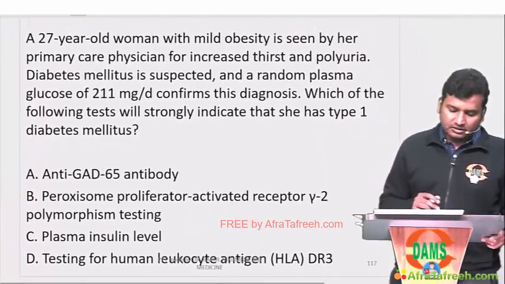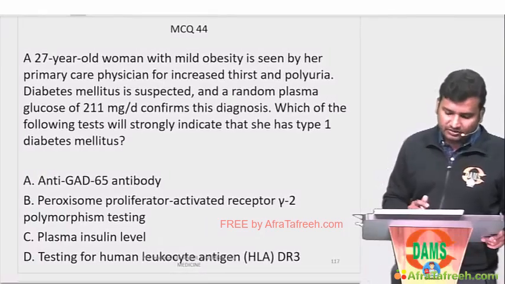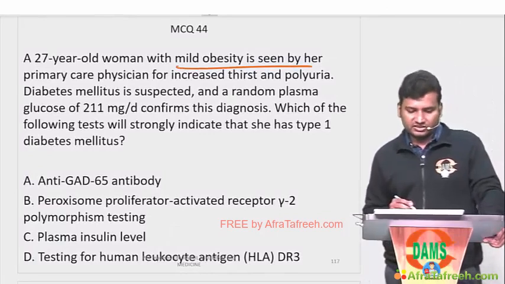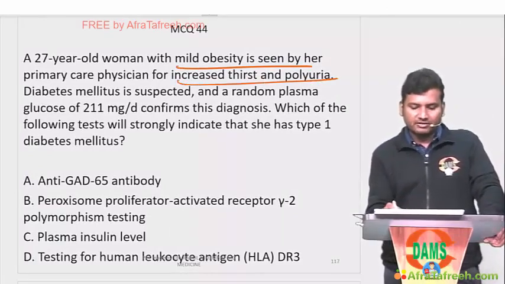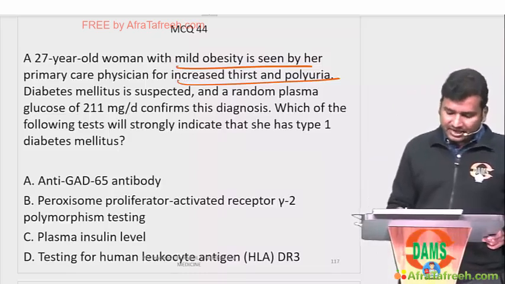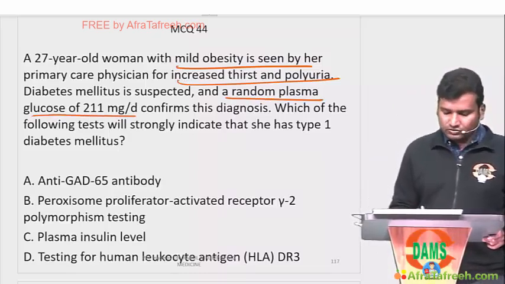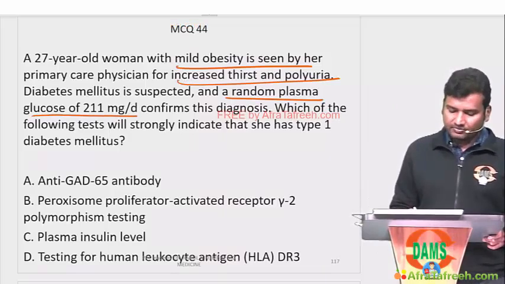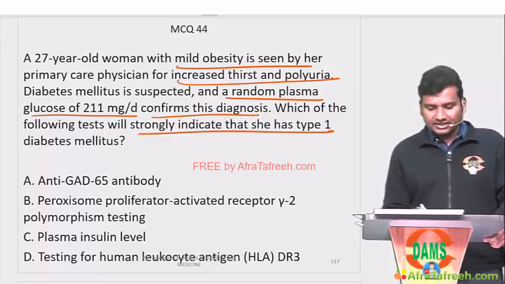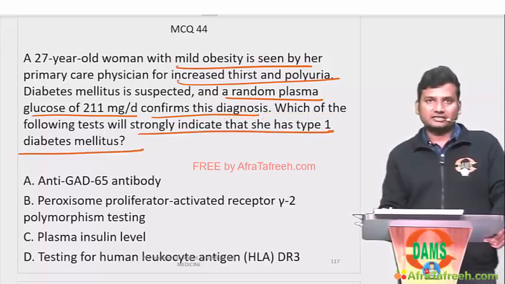Next. A 27-year-old woman with mild obesity is seen by her primary care physician for increased thirst and polyuria. Diabetes mellitus is suspected. Random blood plasma glucose is 211 mg per dL, which confirms the diagnosis. Which of the following tests will strongly indicate that she has type 1 diabetes mellitus?